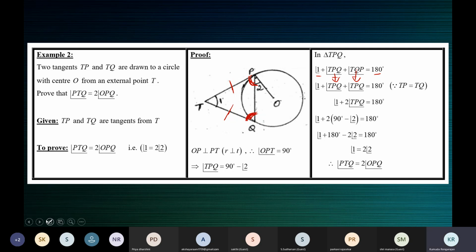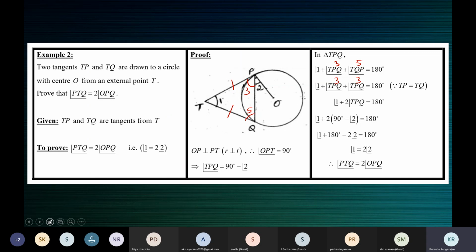Otherwise, you can number it, children, if you have any difficulty understanding. Number these angles 3 and 5. Angle 1 plus angle 3 plus angle 5 is 180. But angle 3 and angle 5 are equal because TP is equal to TQ. So angle 1 plus angle 3, instead of 5, is equal to 180.